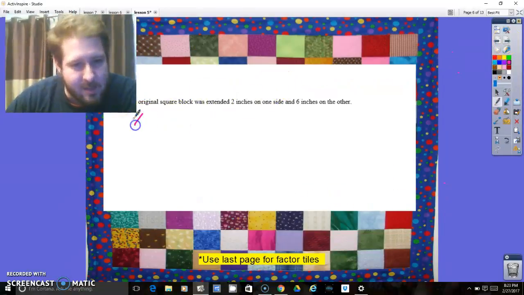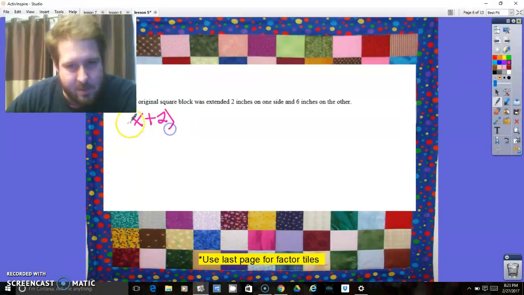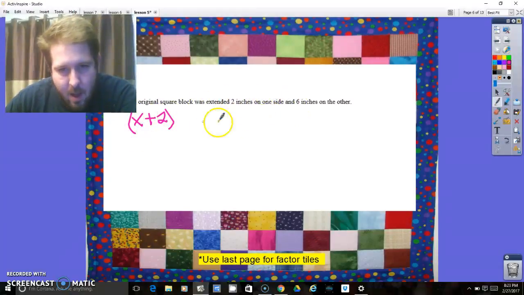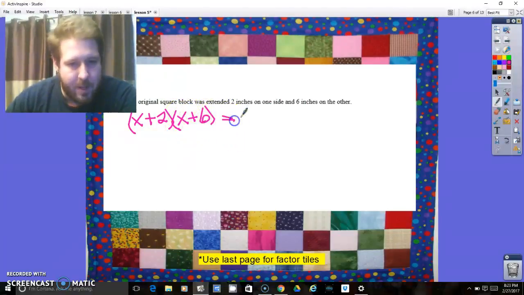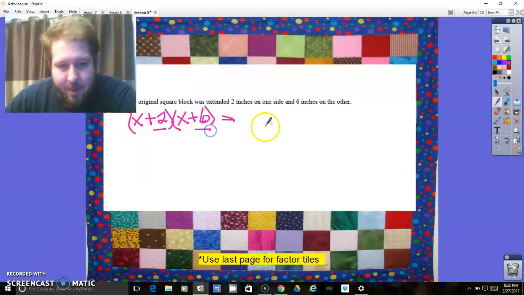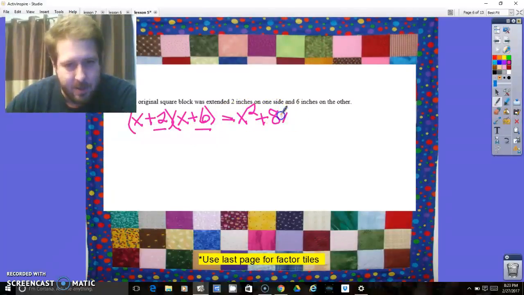So the next one is x plus 2 times, one side is 6 inches and the other is 2. So one block was extended by 2 inches on one side and 6 inches on the other side. Okay, so that's x plus 6 over here. So standard form. Remember what I just said a second ago. You can simply add the numbers to get how many longs you need. So that's plus 8x, plus 2 times 6 makes 12 units.